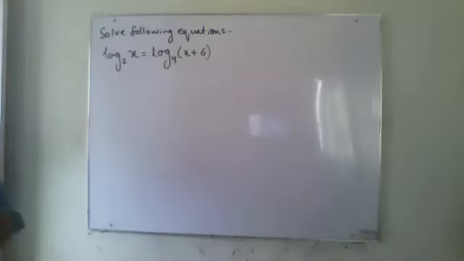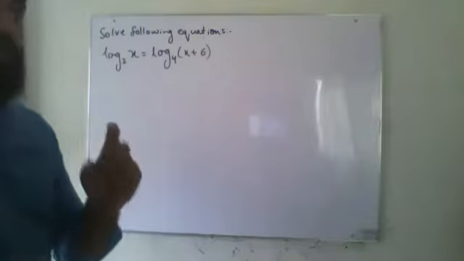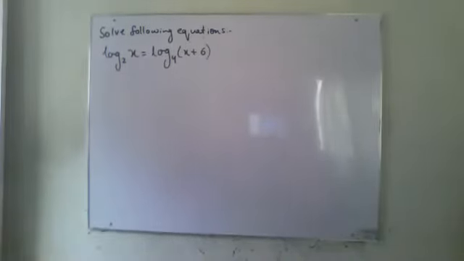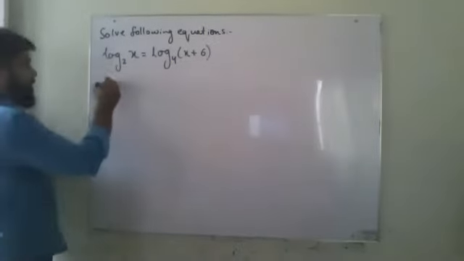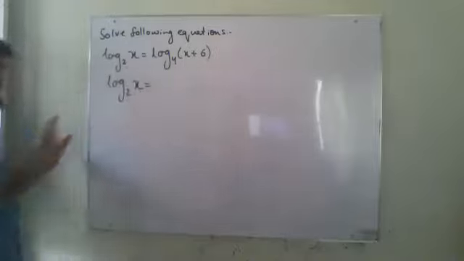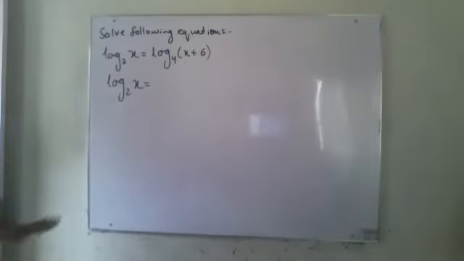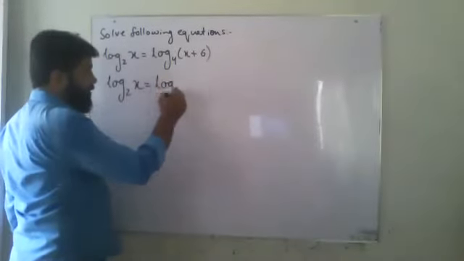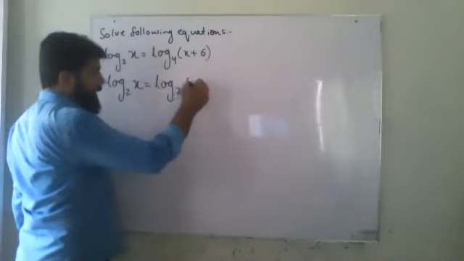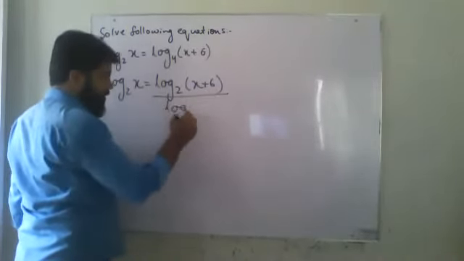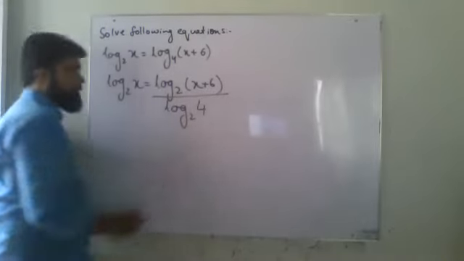So I am going to introduce the change of base rule, in which I can bring in a new base. How will I bring it? First of all, log base 2 of x, I have written as it is. I haven't made any changes. Next one, log base 2 of (x plus 6) over log base 2 of 4.